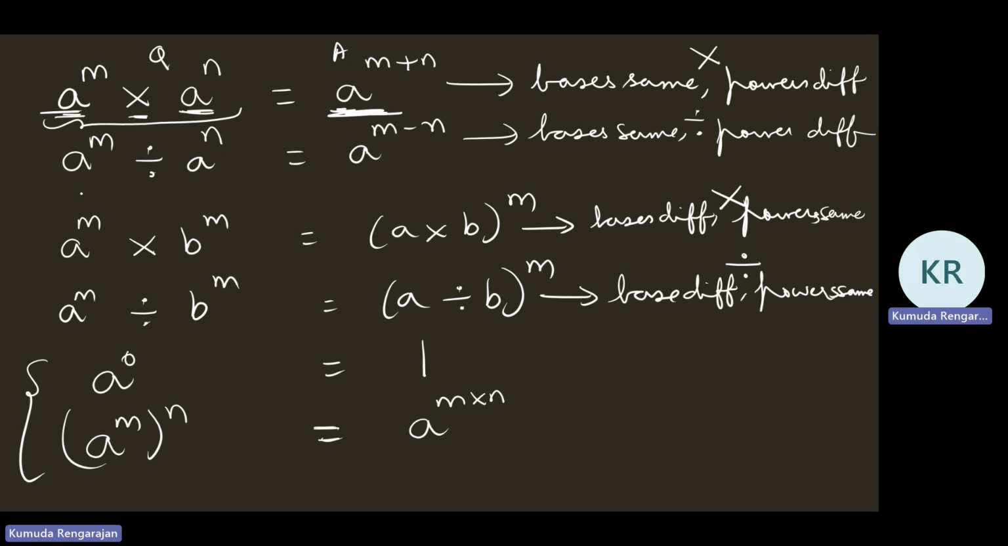Now the second rule: bases are same, A and A, and it's division. First it was multiplication, here it is division. The powers are different. See, bases are same, but powers are different, m and n. So when bases are same, powers are different, and it is division, we subtract the powers. Write the base once, A, and subtract the powers.